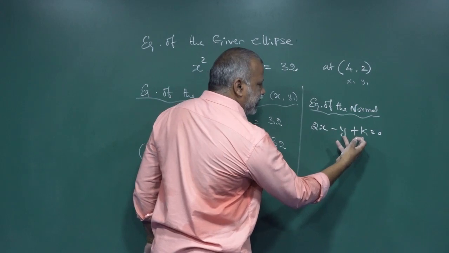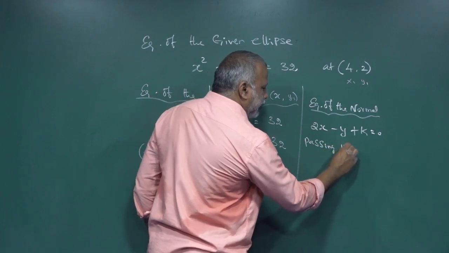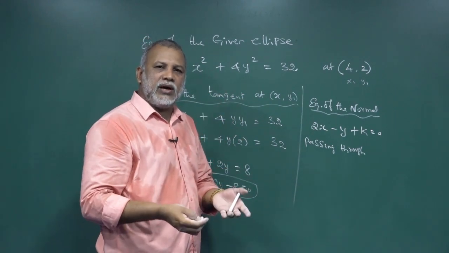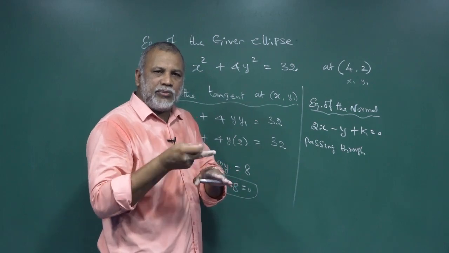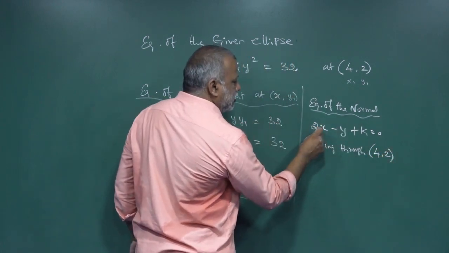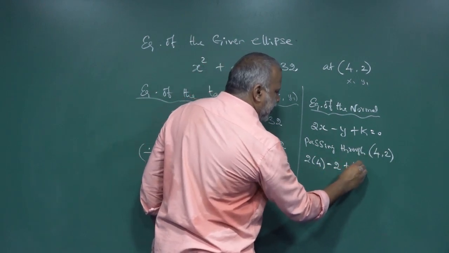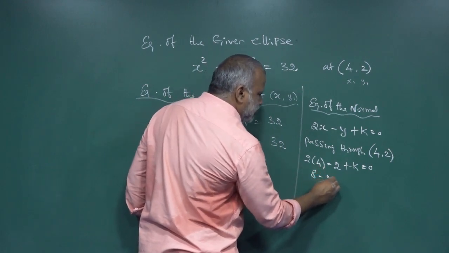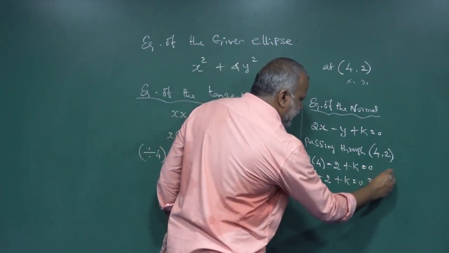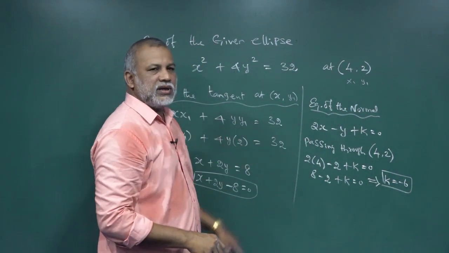We have to find the value of k, therefore substitute. This equation is passing through. What is the meaning of passing through? The normal is passing through the point. What is the meaning of normal? It is the perpendicular to the tangent at the point of intersection x1 comma y1. Therefore it passes through 4 comma 2. Substitute here 2 times 4 minus 1 times y, the y value is 2, plus k equal to 0. 4 twos are 8 minus 2 plus k equal to 0. Simplifying, we get positive 6. Convert to the other side. Therefore k equals minus 6. Then once again substitute here, and we get the equation of the normal.